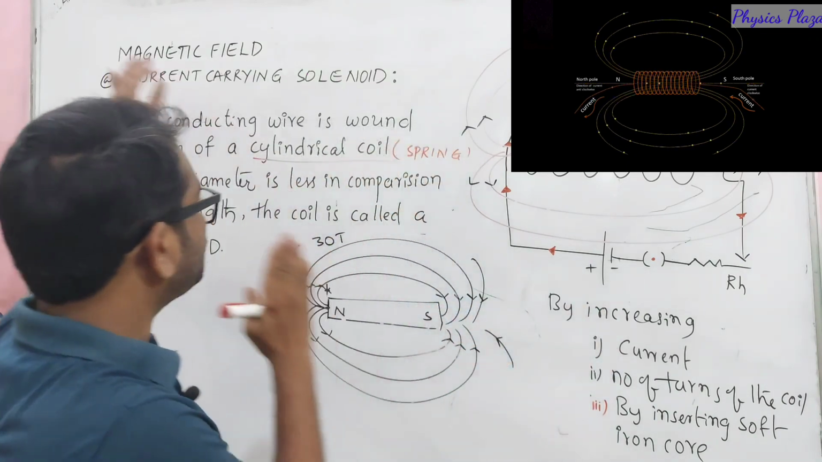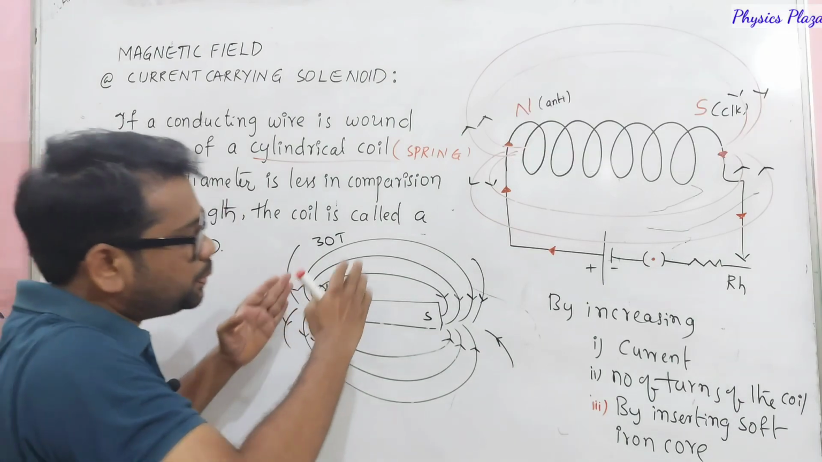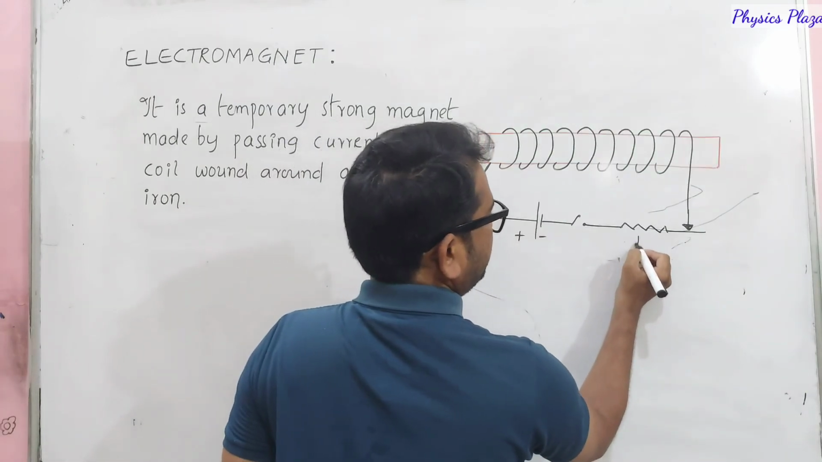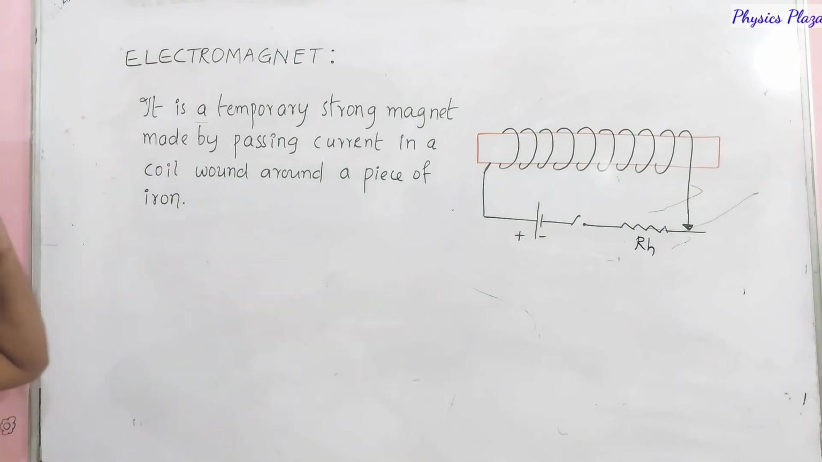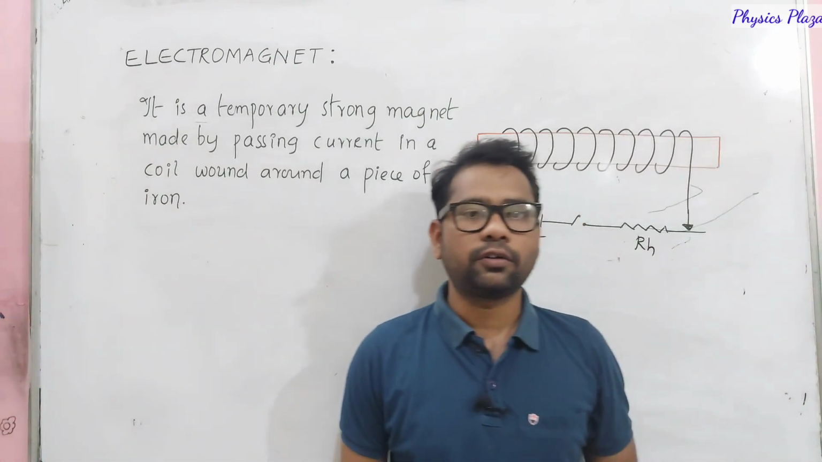So this is solenoid versus bar magnet. Now we will see, children, bar magnet, the permanent magnet, versus electromagnet. So plus, minus, and here is the rheostat. So children, now look at here. So what actually is an electromagnet? Children, by seeing this only, some students will get a doubt actually.